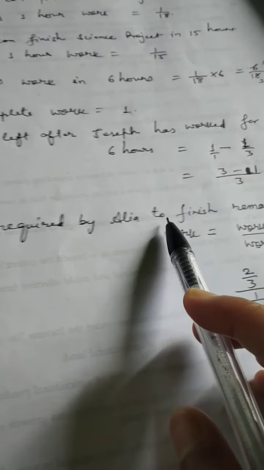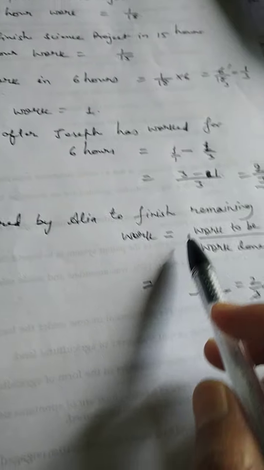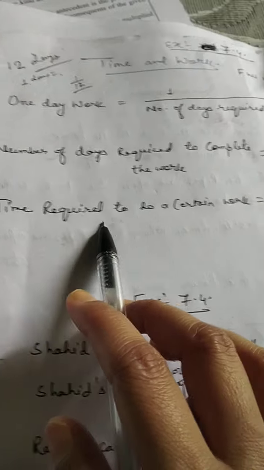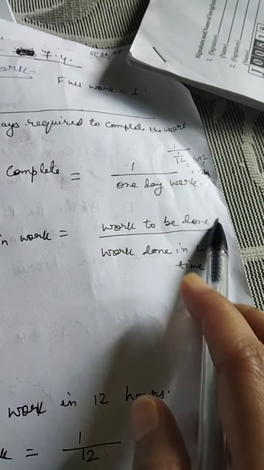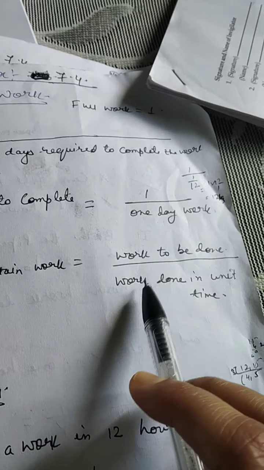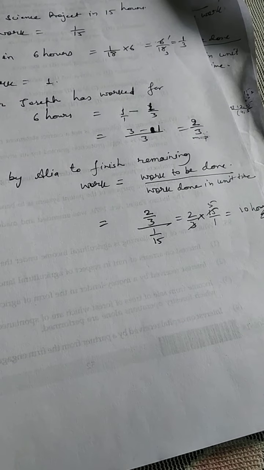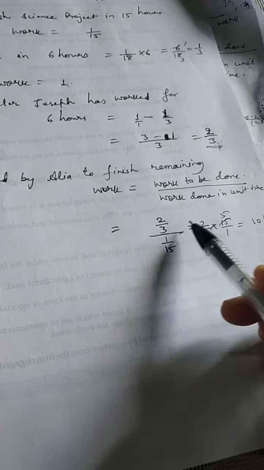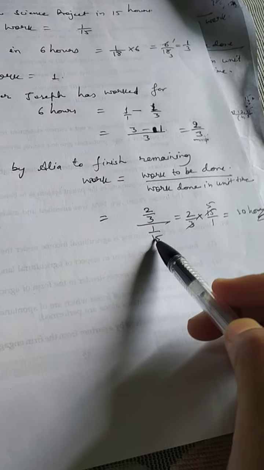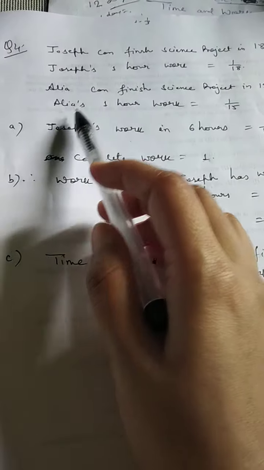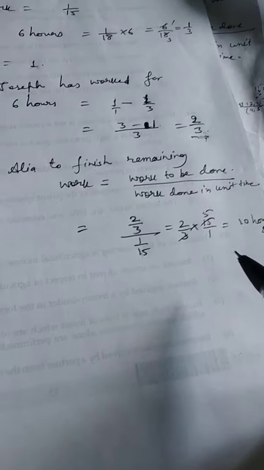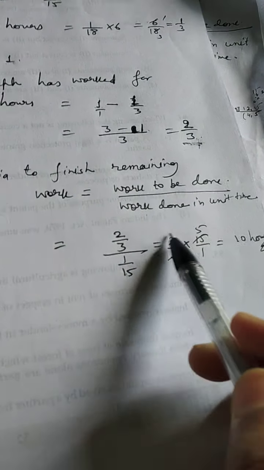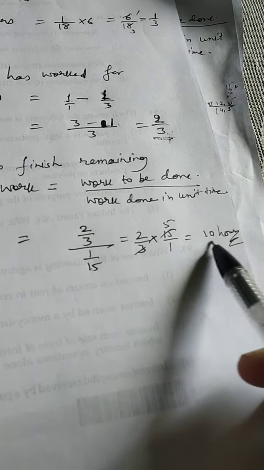So time required by Alia to complete the remaining work is equal to work done. Time required means, the formula I have given you. Look here at the formula: time required to do certain work is equal to work to be done, means how much work is to be done, divided by work done in unit time. So here, what is the work to be done? 2 by 3 is the remaining work to be done, and work done in unit time. Unit time means how much work is done by Alia in 1 hour, that is 1 by 15. So we have written here 1 by 15. Now make its reciprocal, 15 by 1, and if you cancel, we will get here 10 hours as the answer. Okay.